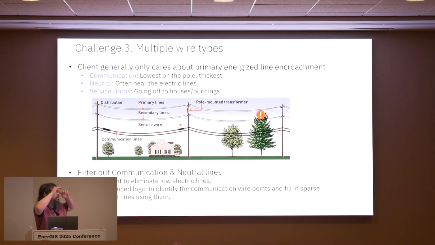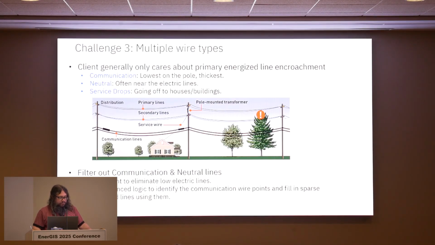So we actually have to go in and see, okay, we have all these lines. Which ones are the primary lines? One of the biggest issues is the comms lines are usually much thicker than energized lines, so they're going to definitely get picked up. On a 30-foot pole, the comms line might be sitting at 20 feet. But on a 50-foot pole, the comms line could be sitting higher, at 30 feet.